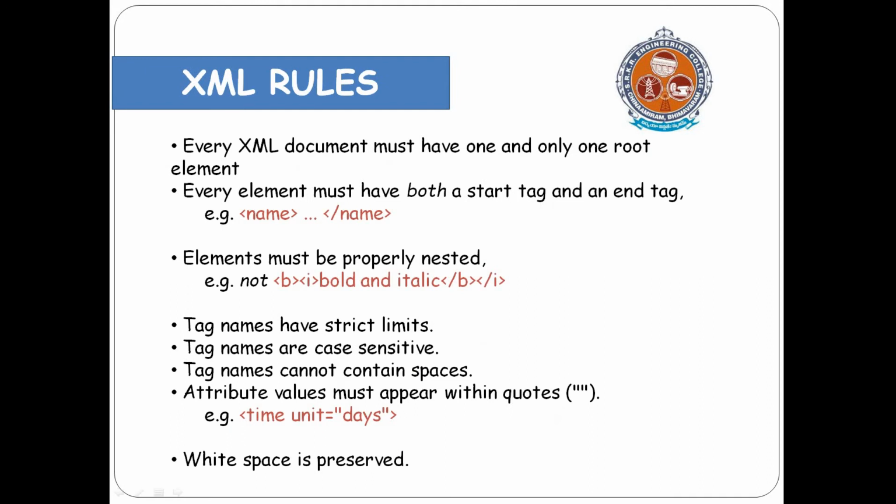So coming to the XML rules, while writing an XML document, we must follow some rules. This is the main topic of XML: everyone must follow some rules while writing a document. The first rule is that every XML document must have one and only one root element. Previously we discussed that every document must contain one root element. Previously we had seen SRKR. So only one root element must be there.